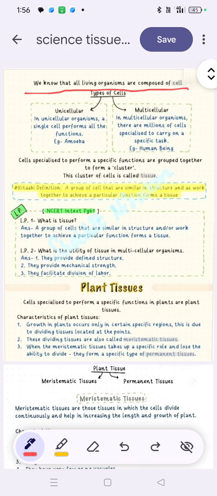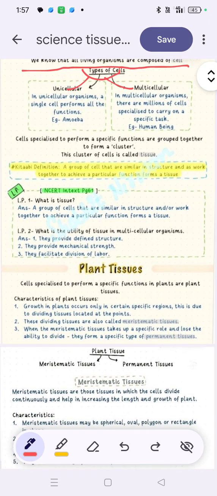as tissue. Cells are also of two types, unicellular and multicellular. Unicellular: in a unicellular organism, a single cell performs all the functions, like amoeba. Multicellular: in a multicellular organism, there are millions of cells specialized to carry on a specific task, like human beings. Unicellular have only one or a single cell. Multicellular, more than one cell.